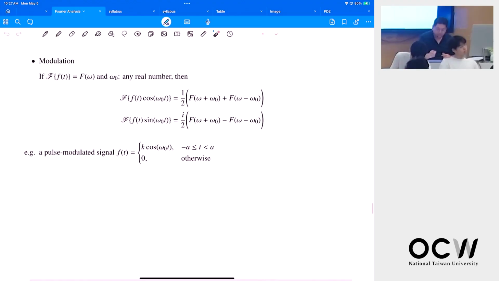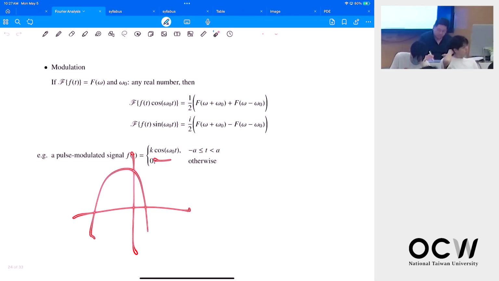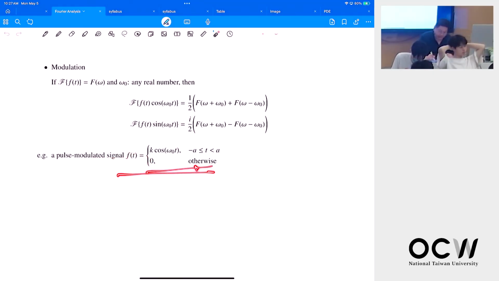Okay, so for example, I have a pulse modulated signal. Pulse modulated means that I have values. Well, we know pulse, right? Only when the signal is between, for example, minus 3 to 3, I have a value 1. Otherwise, it will be all 0. So now if I have a cosine signal, I only want to get this part, so I can multiply the pulse with this signal. So it is called a pulse modulated signal. And we can plot this function.